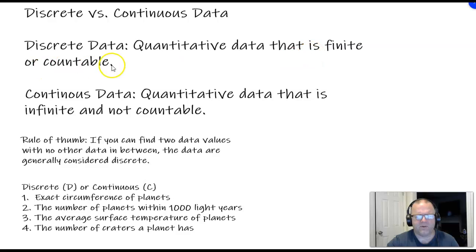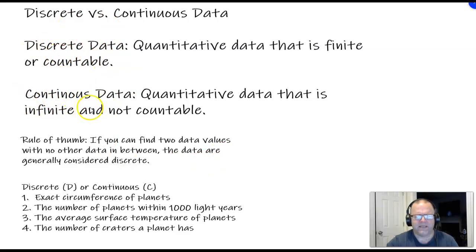That is finite or countable. Finite means that there's a certain fixed number. For example, the number of people in your household is finite because there's a certain number of them. It can't go on infinitely. So finite is the opposite of infinite, right? There's a certain number. And countable means that we can count it. We can start at some number and keep counting forward. So if either of those are true, if it's finite or countable, we consider that discrete data.